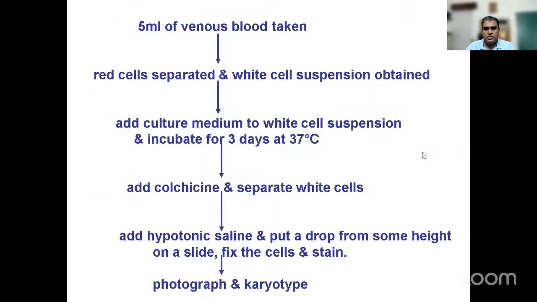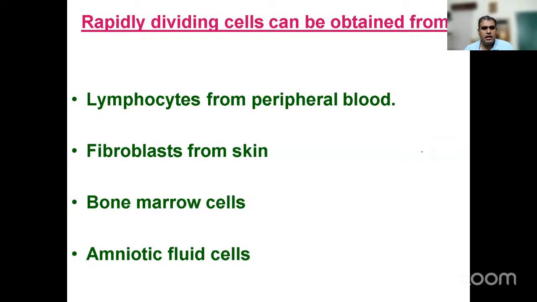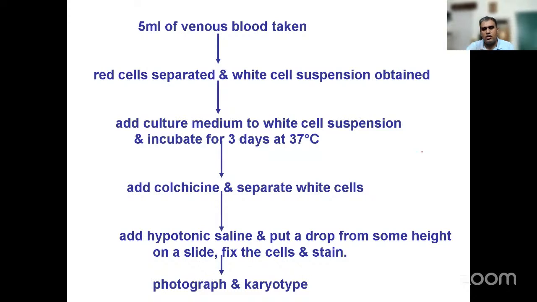So this is how venous blood is taken. You can see the rapidly dividing cells: lymphocytes from peripheral blood are easily taken, as well as fibroblasts and bone marrow. This is just an image, and the flowchart is given over here. I urge you to take a screenshot and read it 2-3 times. You take some venous blood, you separate the cells, you add a culture medium, you add colchicine and separate the white cells. Then you add hypotonic saline for a drop, and you start the karyotyping. That is easier said than done, but at least the basics you should know.